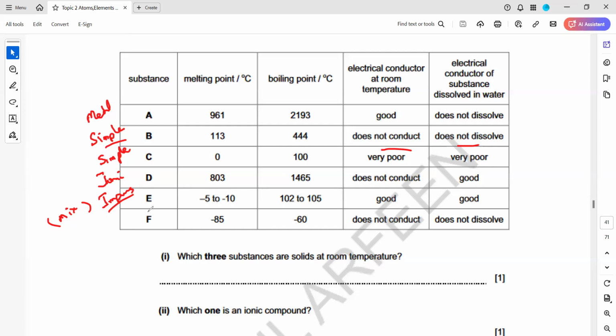What about F? It's also a simple molecular. How do we identify it? Low melting point, low boiling point, does not conduct and does not dissolve. Clear? This is one.